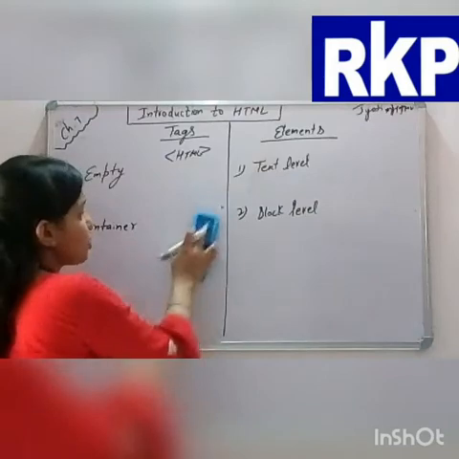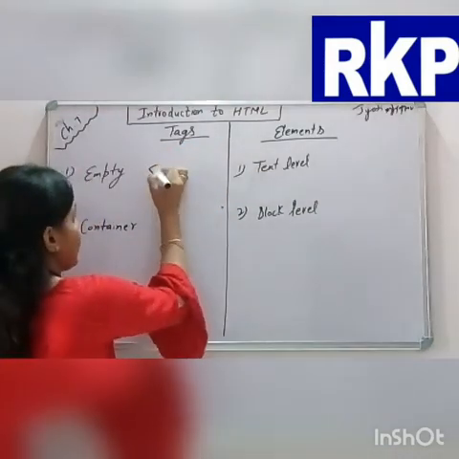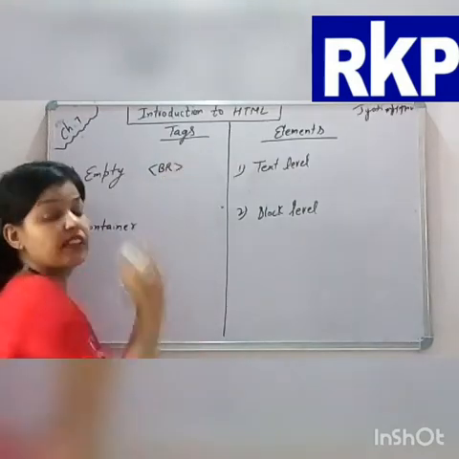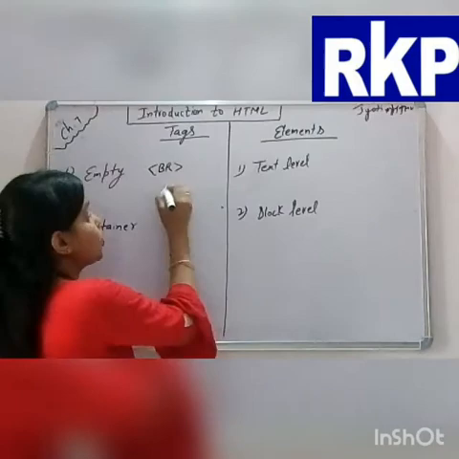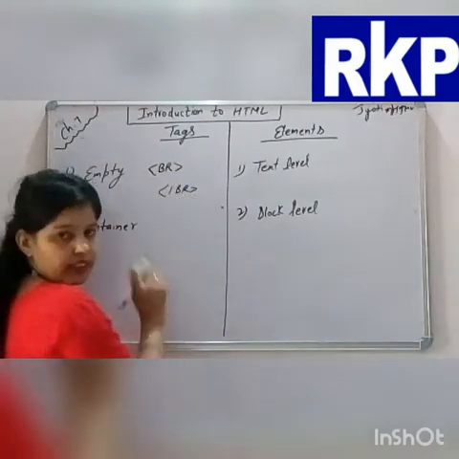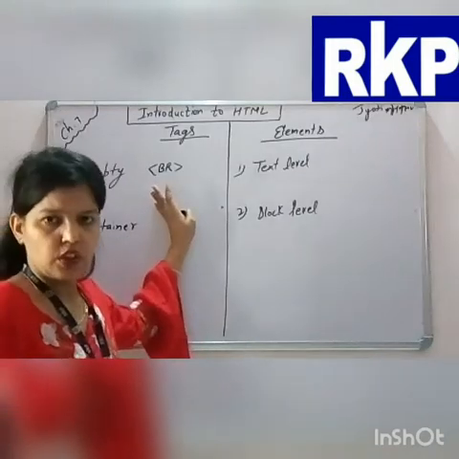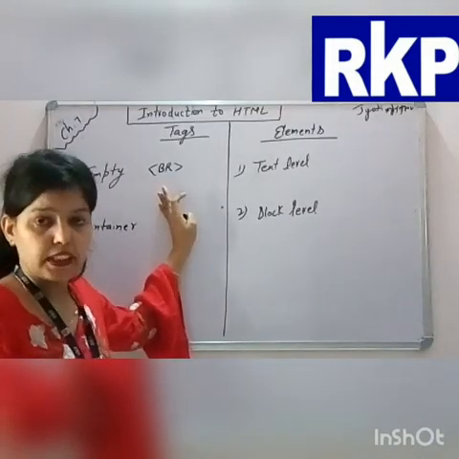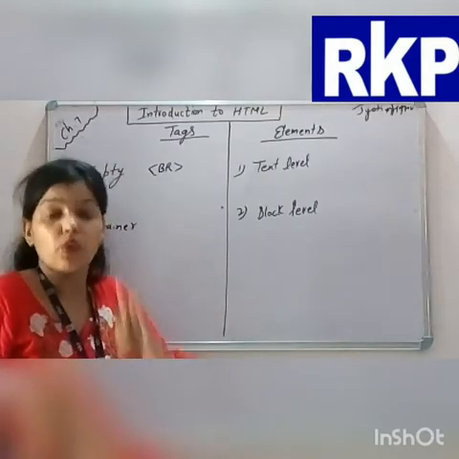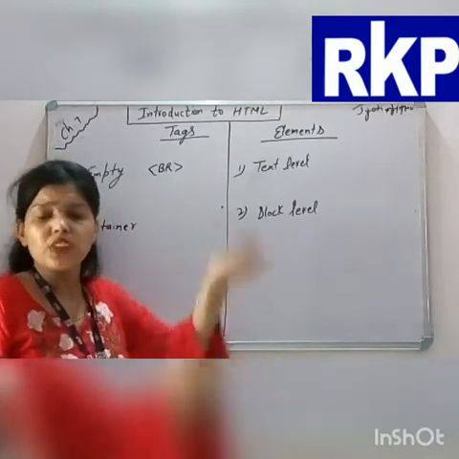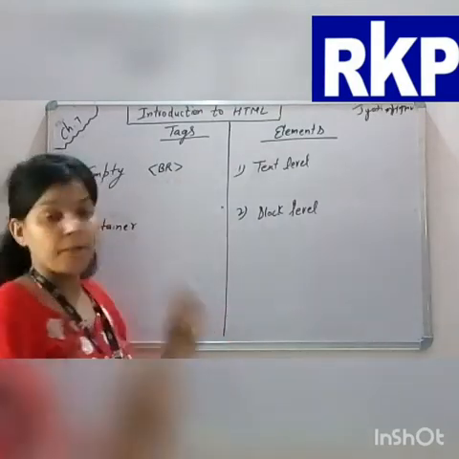Students, in the previous video I gave the example of the break tag, BR. The break tag is an empty tag. There is no need to close it. Just open it. No need to close it. So it is an empty tag. It means a tag without a closing tag, or without another tag inside it, is an empty tag.